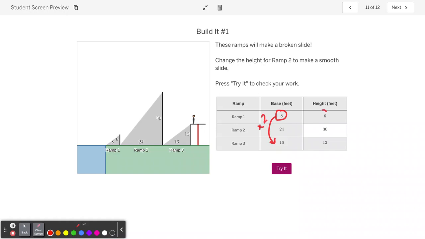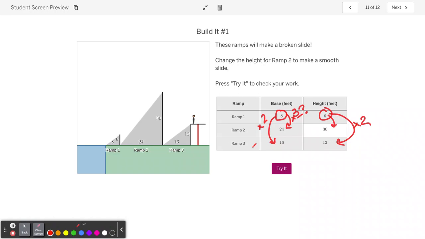And if you look, the same thing would happen with ramp 1's thing. 6 to 12, well, it's times 2. So what you have to do on this slide is, if these are both times 2, how did I get from 8 to 24? What did I multiply by? Because that's the same thing you're going to multiply the 6 by. Well, 8 times what is 24? Guess what? 8 times 3 is 24.